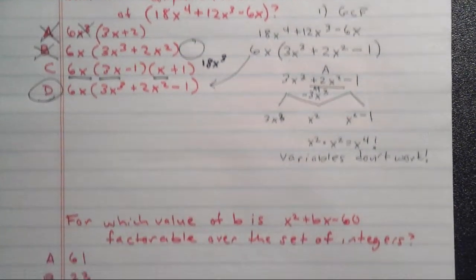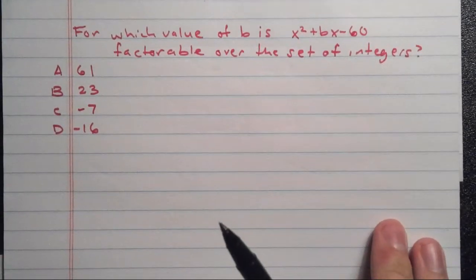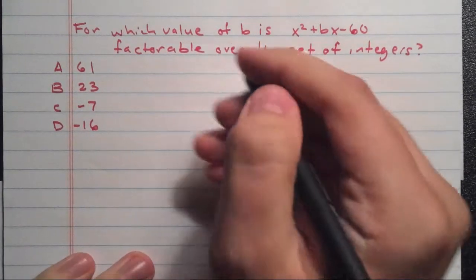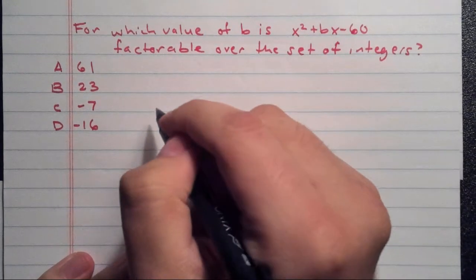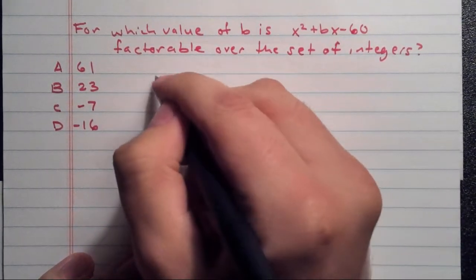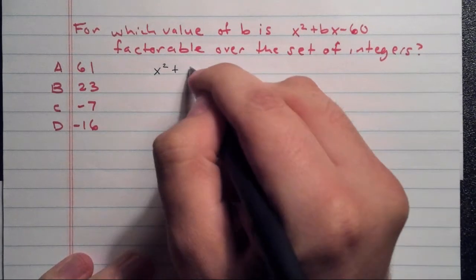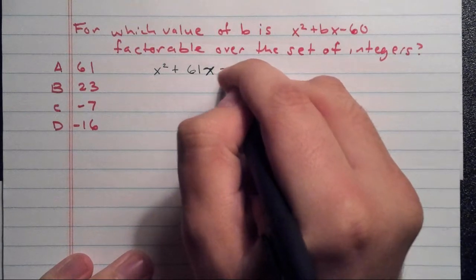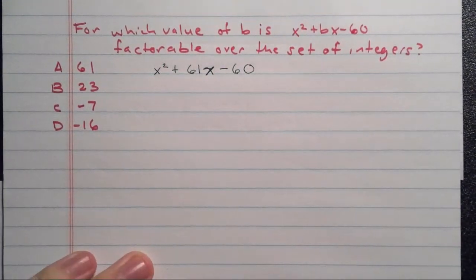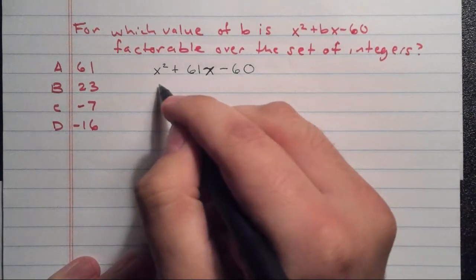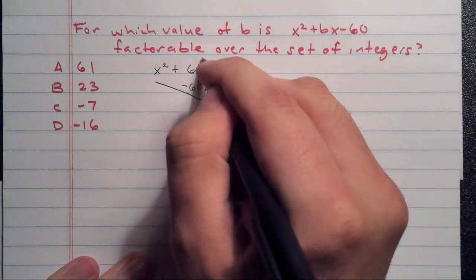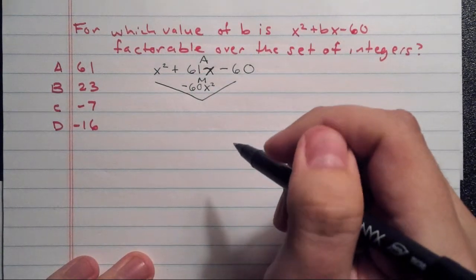All right, last one. For which value of b is x squared plus bx minus 60 factorable over the set of integers? Okay, well, let's think about this. The most obvious thing perhaps to do for this problem is to just substitute b and check, can I actually factor this? So I would have x squared plus 61x minus 60 if I had answer choice A. And then if I tried to factor this, I'll show you the full steps. I would need factors of negative 60 that add up to 61.